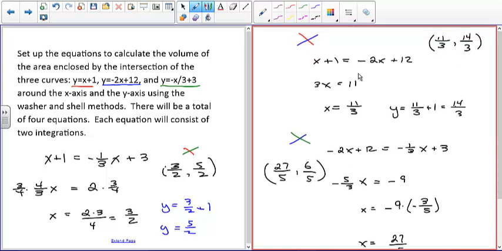Okay, so here are the red and the blue curve. Set those equal to each other. Solve for x, you get 11 thirds. Plug that back into this equation, you get 14 thirds.